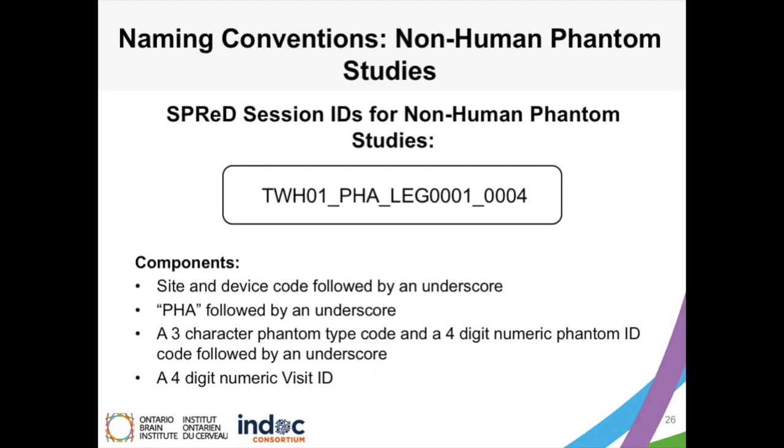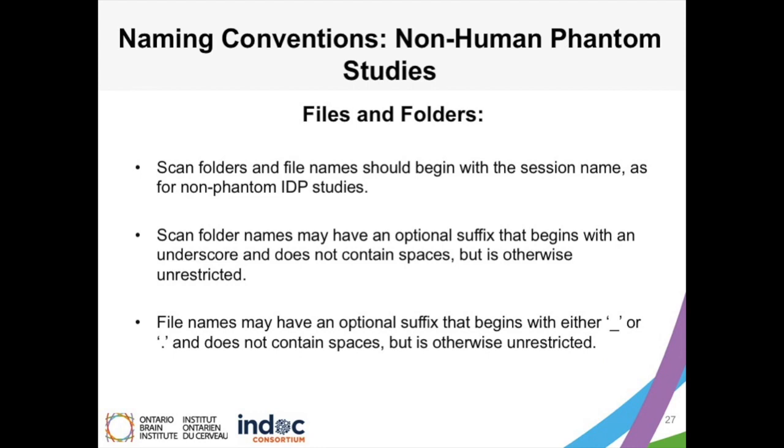In a QC project, session IDs have the following format, where the first 5 characters of the project ID, site, and device codes are followed by an underscore, PHA followed by another underscore and a phantom type code, as well as a phantom ID number followed by an underscore. In addition, a 4-digit visit ID. Scan folders and file names should begin with the session name, as for non-phantom IDP studies.